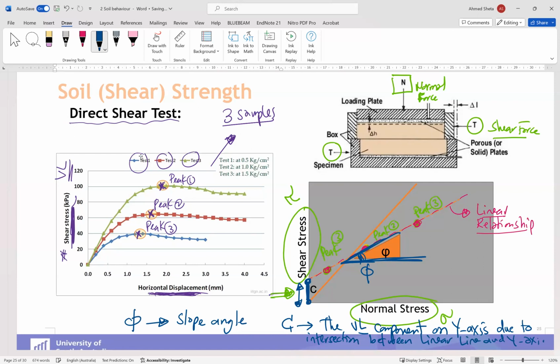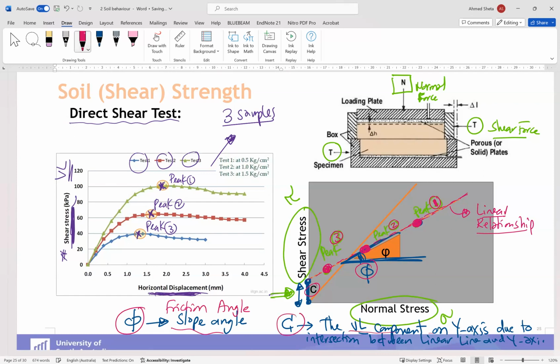Okay, so this is one case. So this is our diagram. We have 3 big points. As I mentioned, this is big point 3, big point 2, big point 1. So we have 3 big points and we connect them with a straight line. This line will have a slope phi and an intersected part, a vertical component on the y-axis. So phi, the slope angle, will be the friction angle of our soil, and C will be this vertical component.